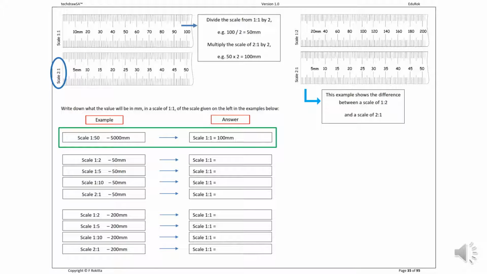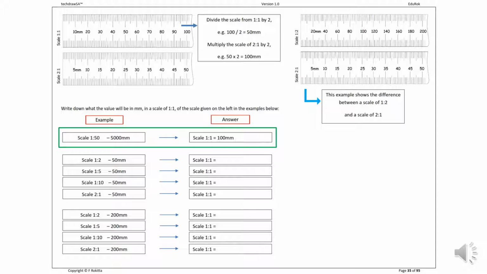If you are working with a scale of 2 to 1 and related to a scale of 1 to 1, you need to multiply the scale of 2 to 1 by 2. Therefore, 50 millimeters on a scale of 2 to 1 will be equal to 100 millimeters on a scale of 1 to 1. If you are looking at a scale of 2 to 1 and related to a scale of 1 to 2, you will find that 25 millimeters on the scale of 2 to 1 will equal 100 millimeters on a scale of 1 to 2.